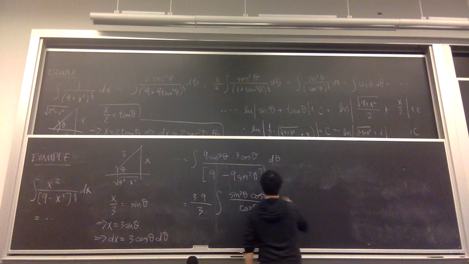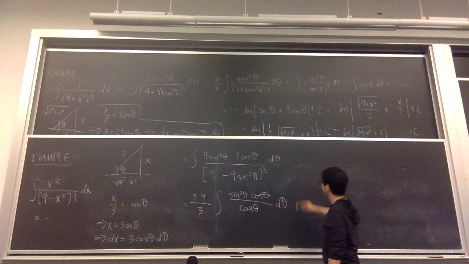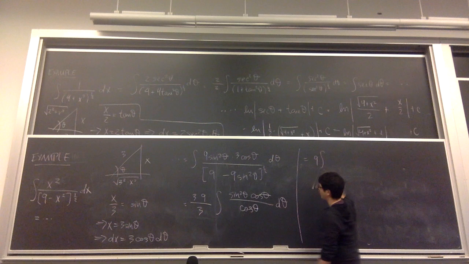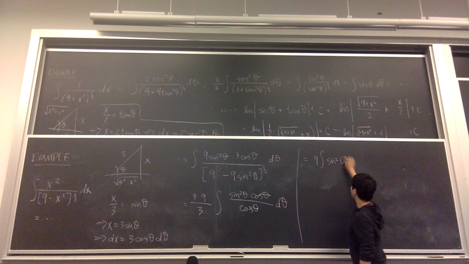Okay, I fully worked it out in the notes. So if you want the full work, you can see it. What does that simplify to? So the 3's cancel, you're left with 9 integral. Well, those cos's cancel. Sine squared theta d theta.